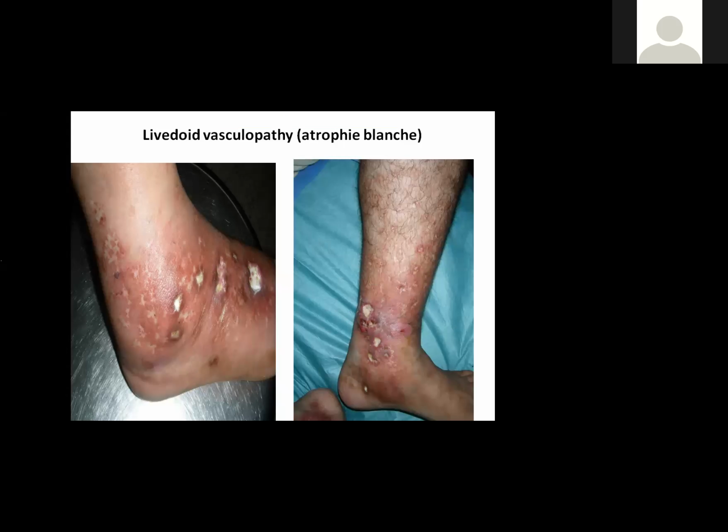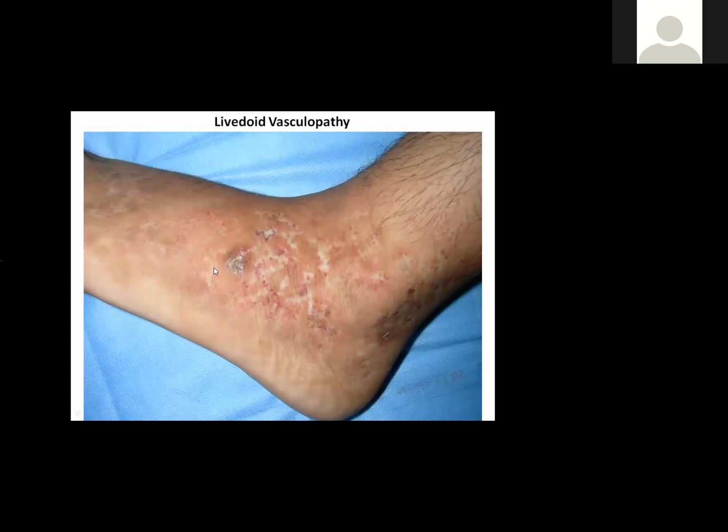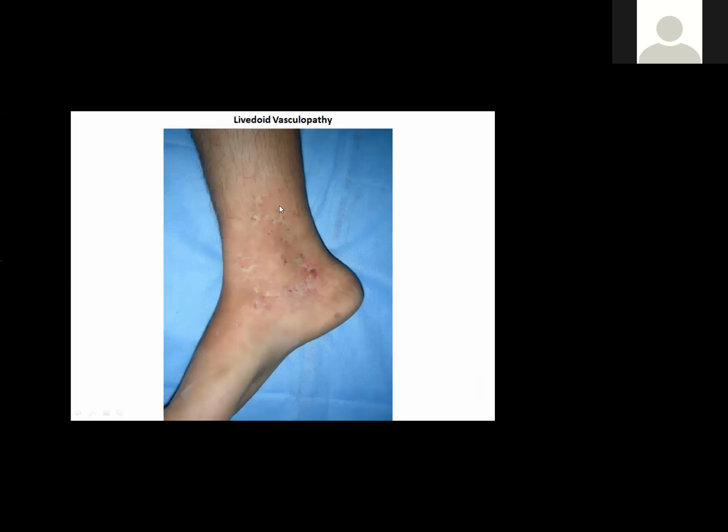While livedoid vasculopathy manifests again with these punched out, very tender ulcers present on the lower leg and the dorsum of the foot, and they classically heal with these ivory white, stellate, irregular scars with peripheral telangiectasia, what we refer to as atrophie blanche. And here again, we can see a large number of atrophie blanche lesions suggestive of livedoid vasculopathy.